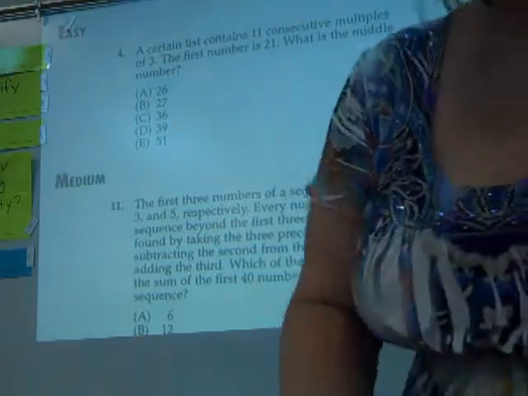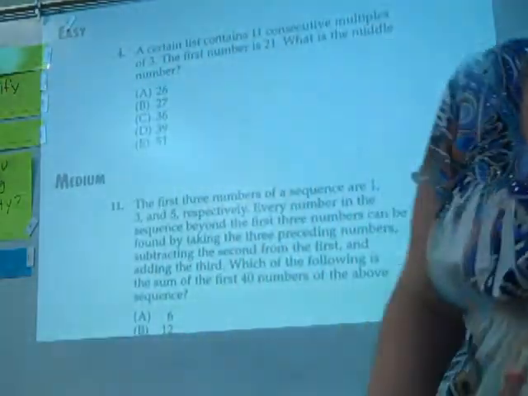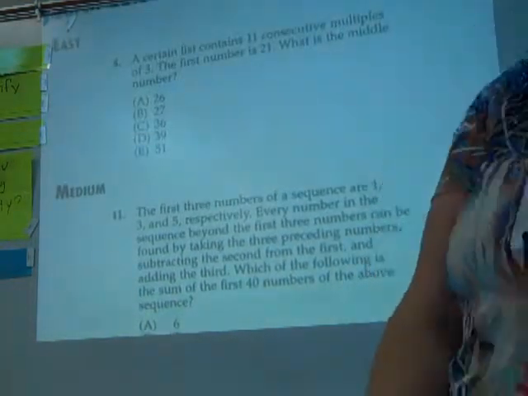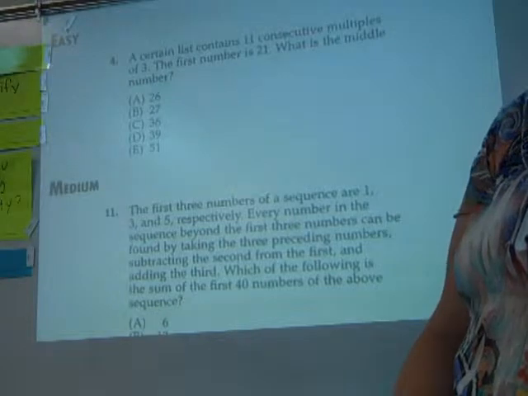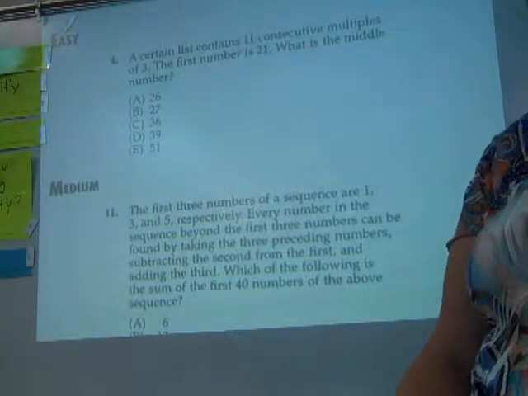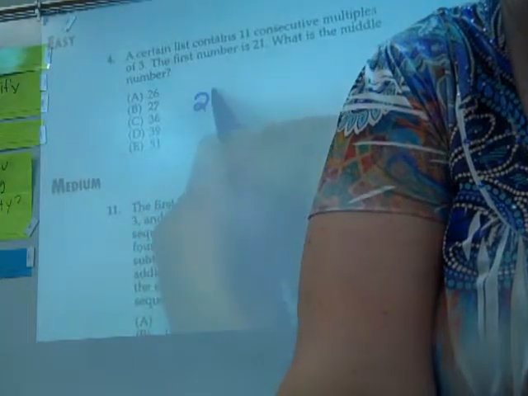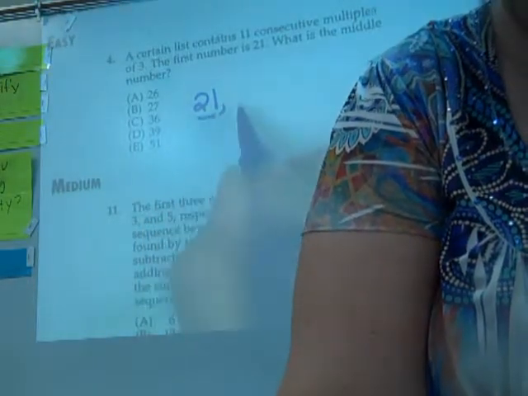Okay. A certain list contains 11 consecutive multiples of 3. The first number is 21. What's the middle number? This is kind of the same idea. You have a sequence of numbers. The first would be 21. And the sequence has 11 numbers in it.